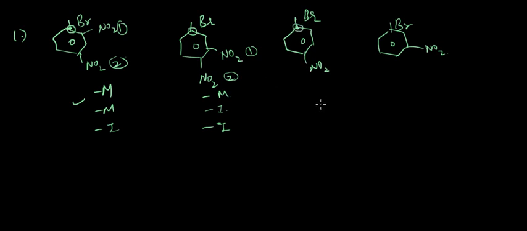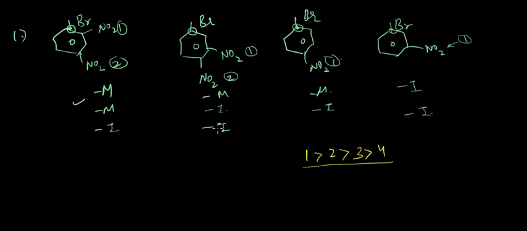In this carbon atom we have only one NO2 group, so we have minus M effect from one NO2 group and minus I effect from the Br group. And on this we have minus I effect from this NO2 group and minus I effect from Br as well. So the rate would be in decreasing order. The more the minus M and minus I effect, the more the rate of nucleophilic substitution reaction.